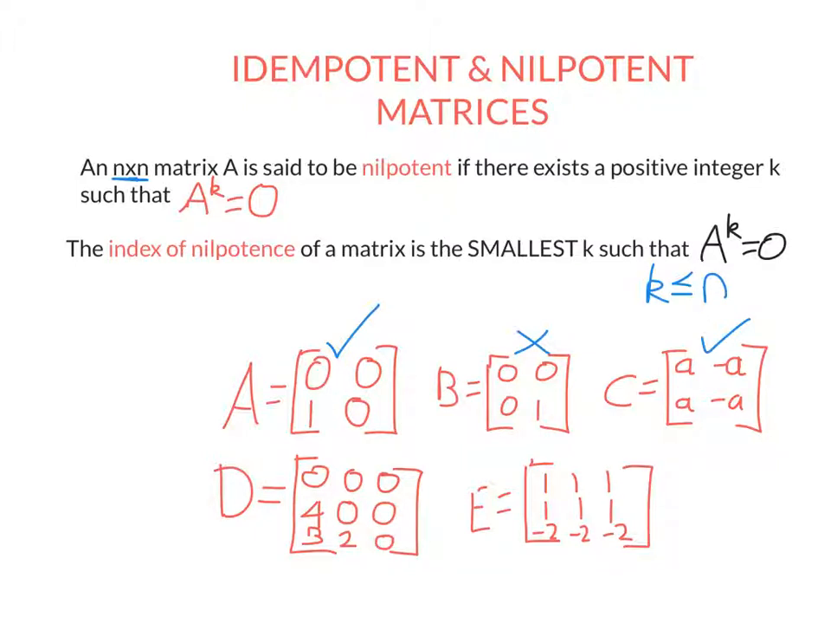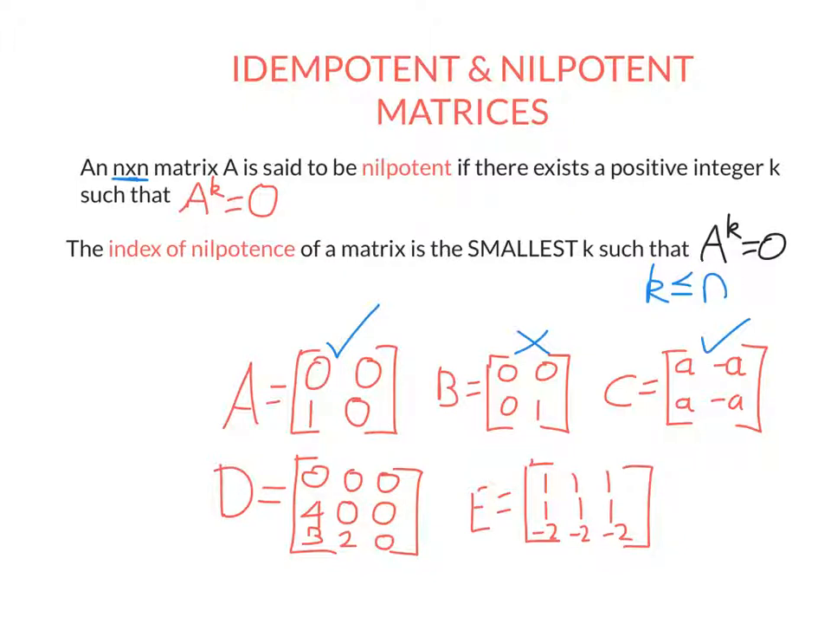If the square of a 2 by 2 matrix is not the 0 matrix, then it's not nilpotent. If a 2 by 2 matrix is nilpotent, it must have an index of nilpotence of 2, unless it is the 0 matrix. So let's look at D.